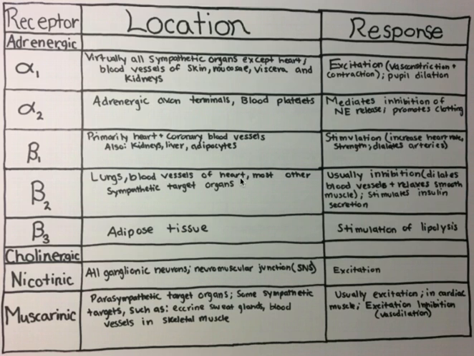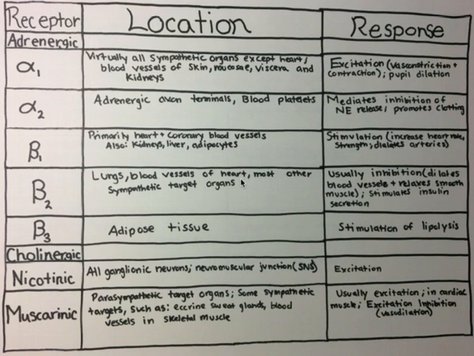Next is beta 2, which is located in lungs, blood vessels of heart, and most other sympathetic target organs. And its response is usually inhibition, dilates blood vessels and relaxes smooth muscle, and also stimulates insulin secretion. The next is beta 3, which is located in adipose tissue, and its response is stimulation of lipolysis.